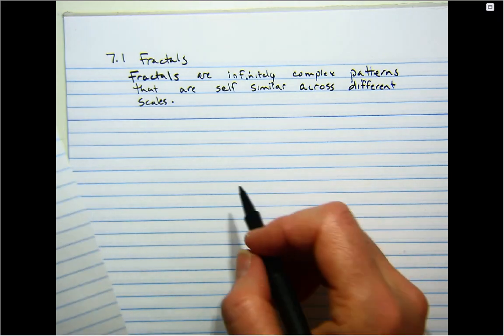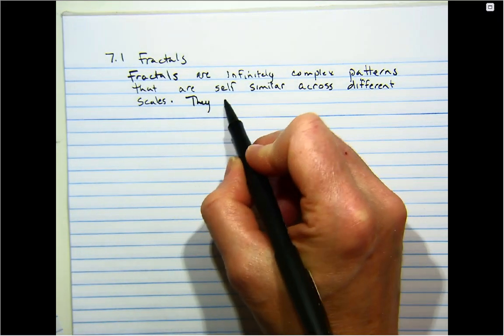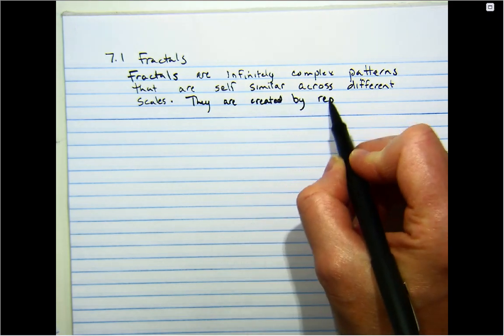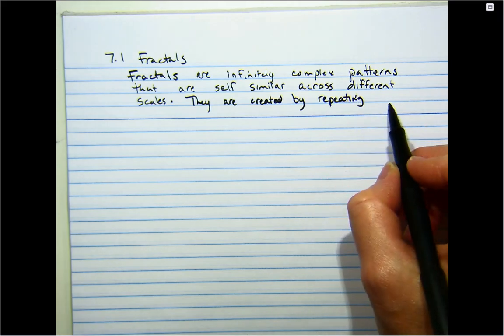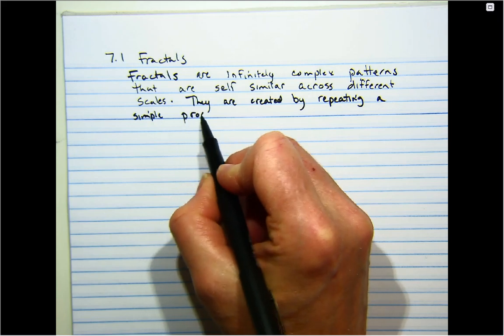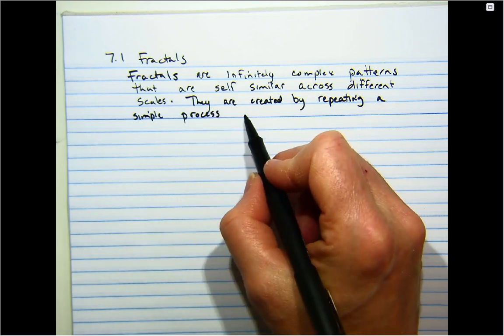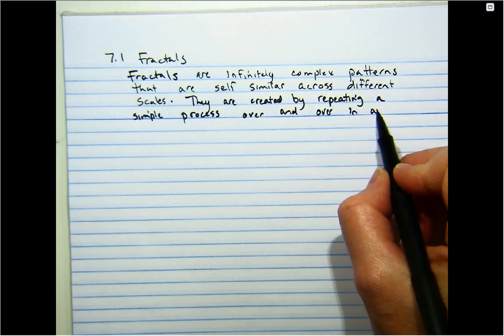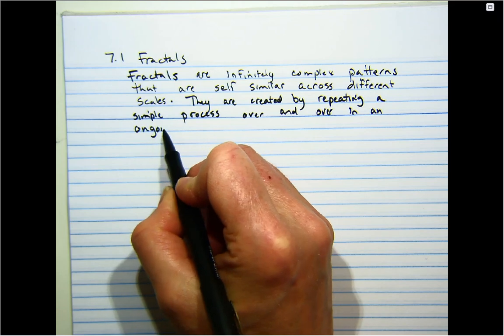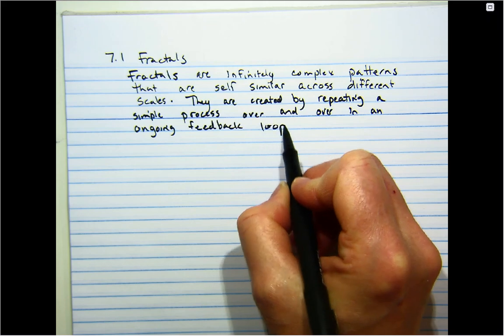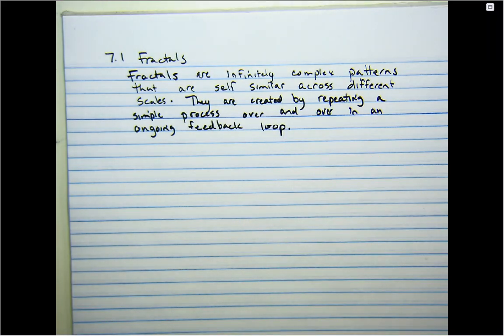They are created by repeating a simple process over and over in an ongoing feedback loop.